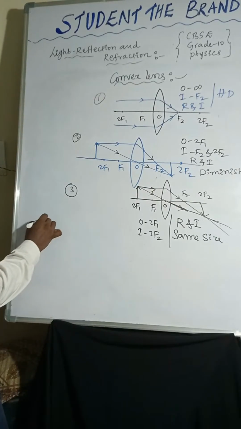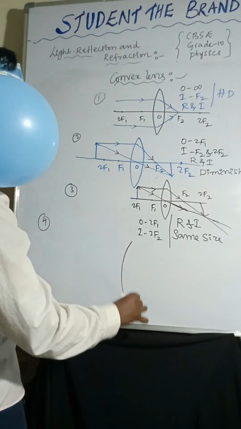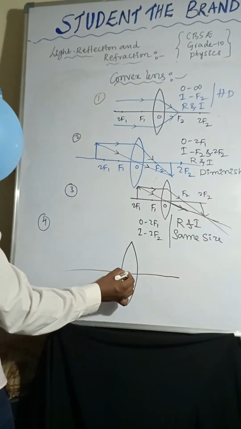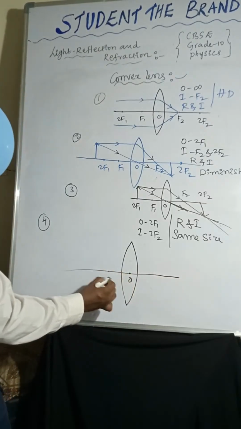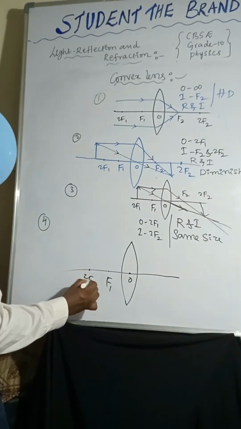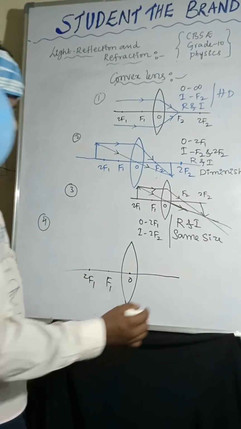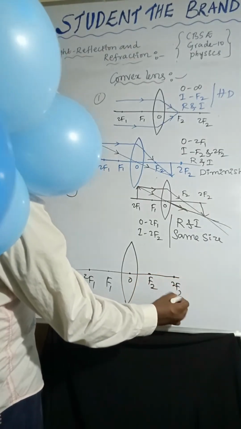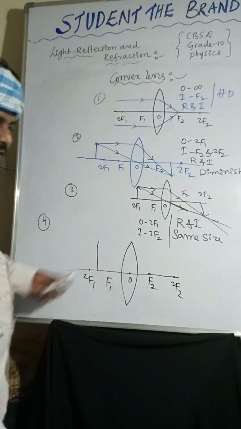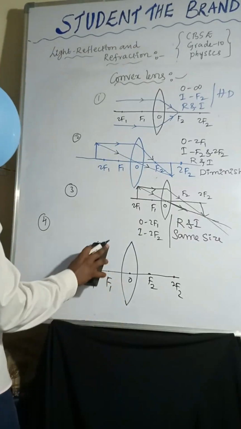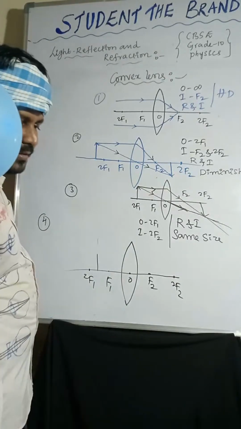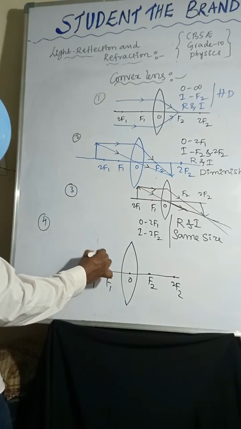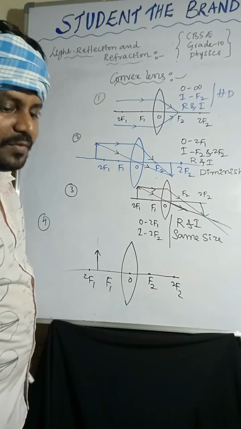Next one, fourth one. Optic center, F1, 2F1, F2, 2F2. Object is placed between F1 and 2F1. How many light rays are required to form the image of the object?